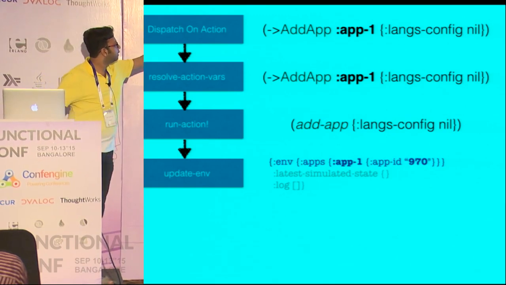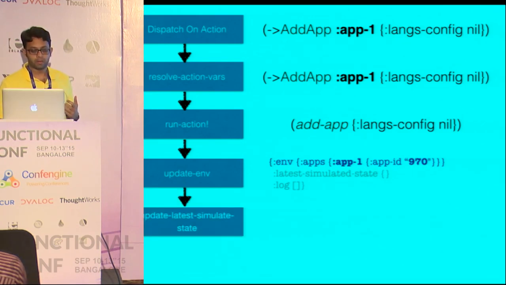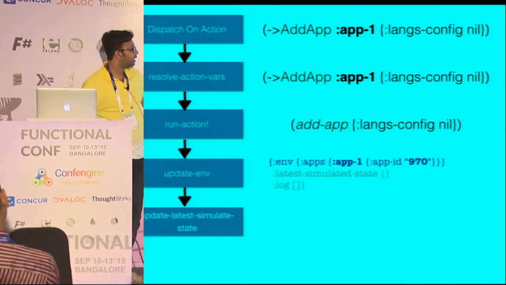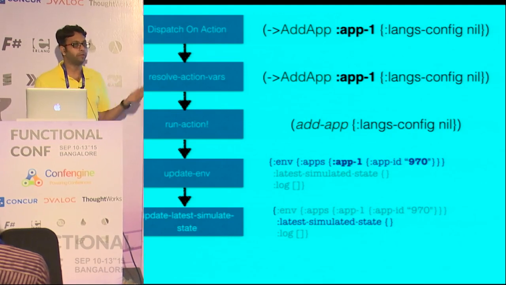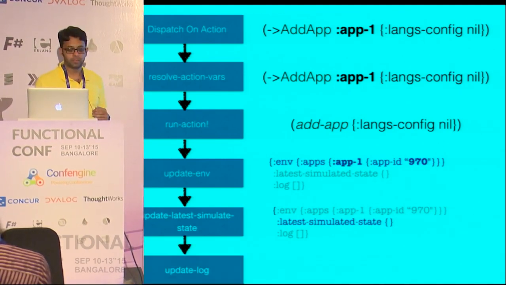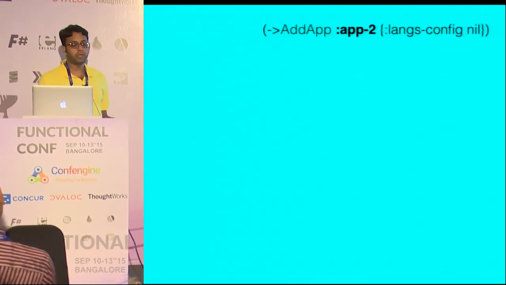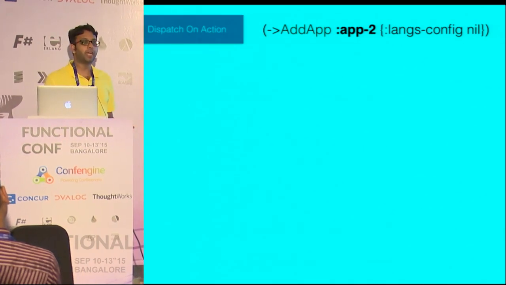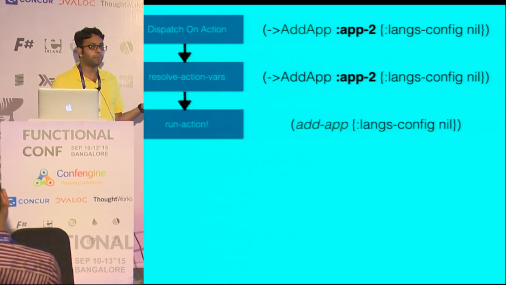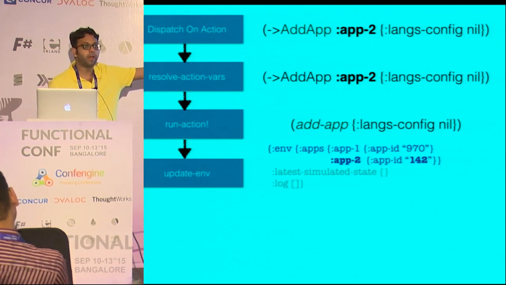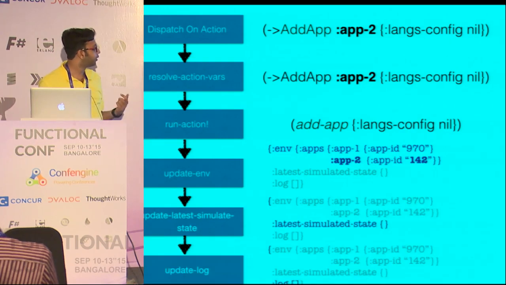And that run action binding is to signify that there is some side effect, right? Then you would like to update the latest simulated state. In my test, I don't care about apps, I care about FAQs, right? So I just say, I don't care. I won't say anything about it. Similarly, for update log, I don't care. I just return as it is. Next time, I would like to add another app. I dispatch again on add app, call the resolve action vars. There is nothing to resolve. Run action, get add app2, add it to the environment. You get a new ID for that. Update latest simulated state, nothing to do, and then you continue.